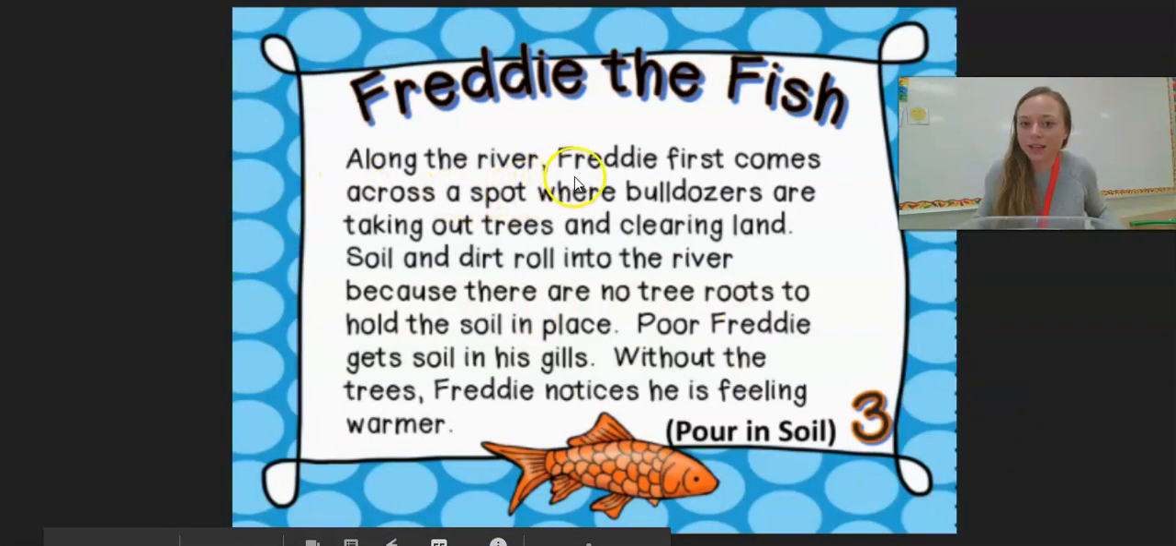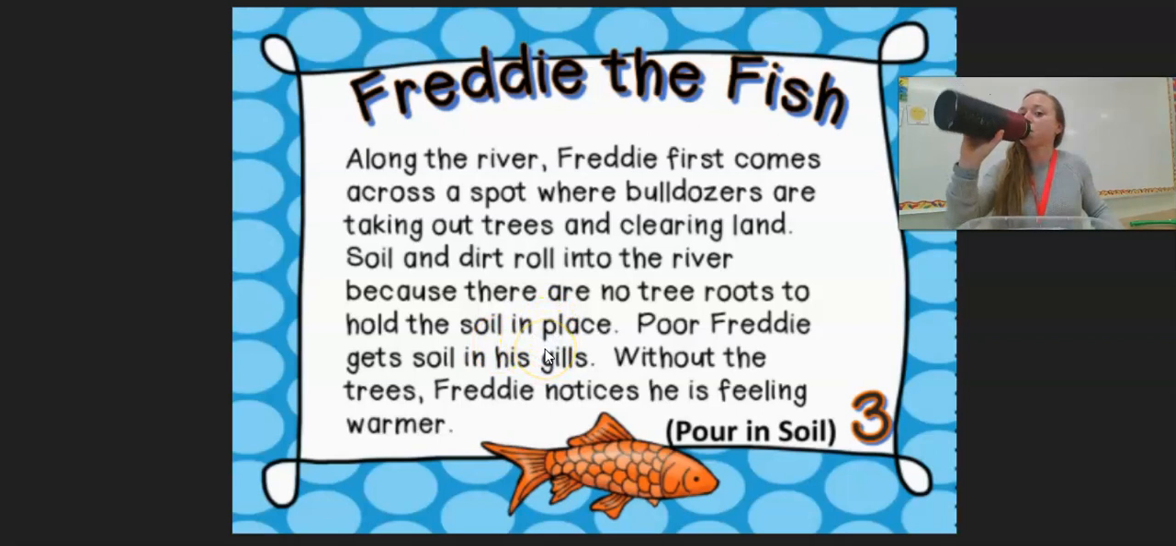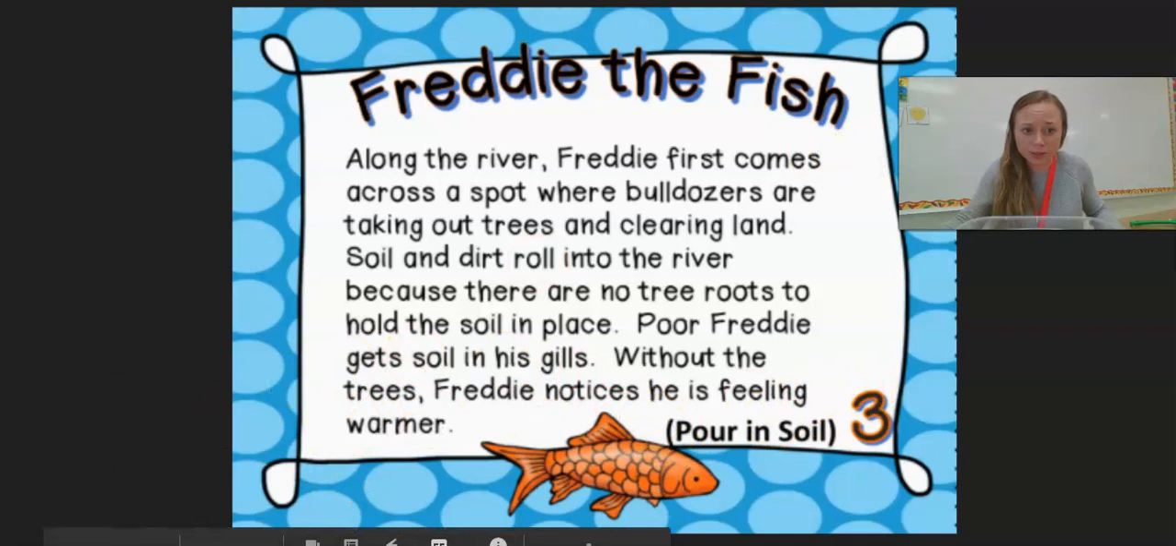Along the river, Freddy first comes across a spot where bulldozers are taking out trees and clearing land. Soil and dirt roll into the river because there are no tree roots to hold the soil in place. Poor Freddie gets soil in his gills. Oh no, fish need gills so that they can breathe. Without the trees, Freddie notices he is feeling warmer. Oh boy, okay.